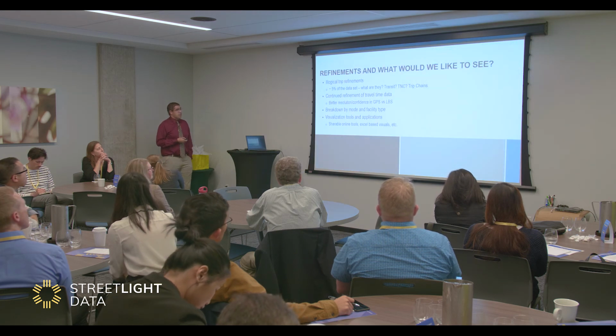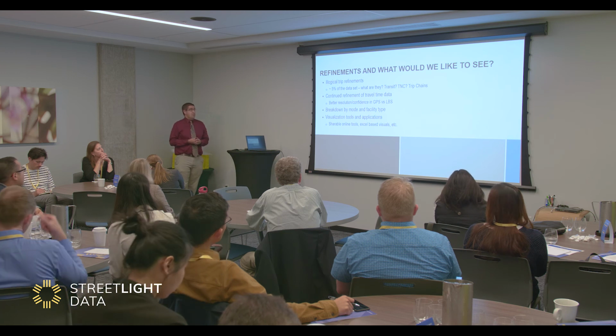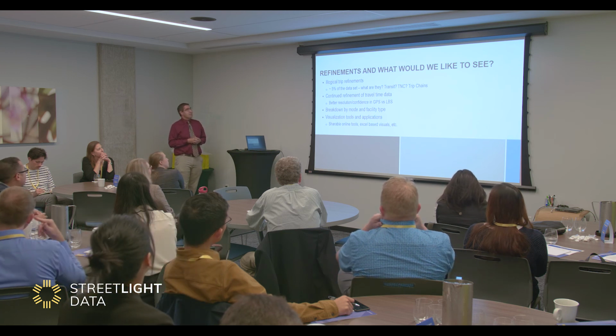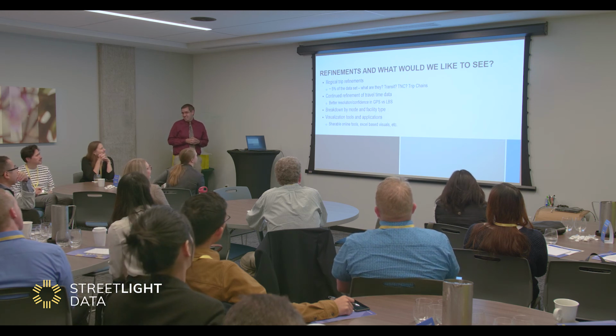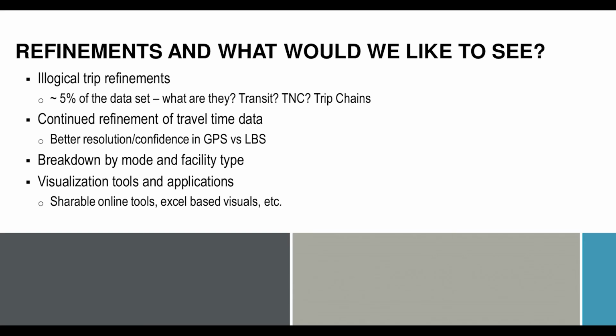So in conclusion, and this is the token StreetLight slide that they made me put in here, the refinements and what we would like to see from the program. I'm going to start with the refinement piece, and I think probably all of us have seen this a little bit as you're digging into the data. You always have those weird trips. You scratch your head a little bit, like, where are those? Why do we have those?